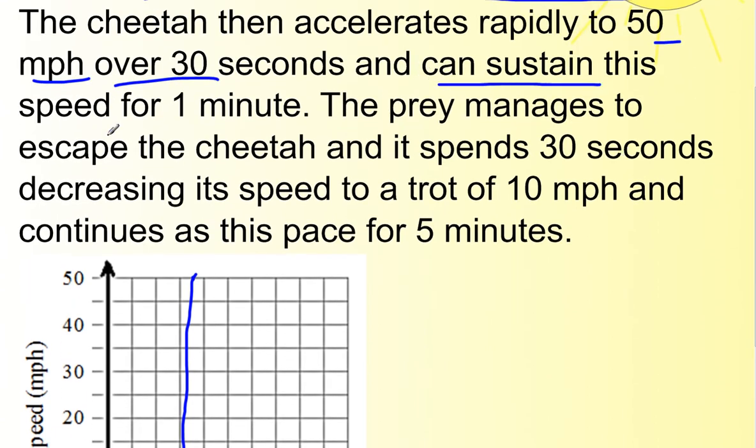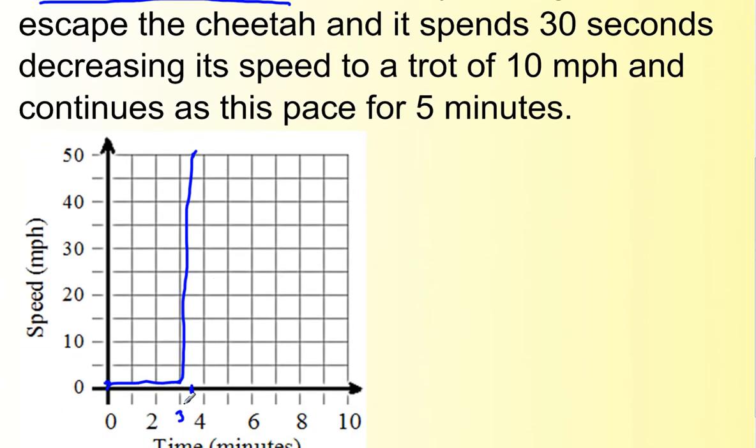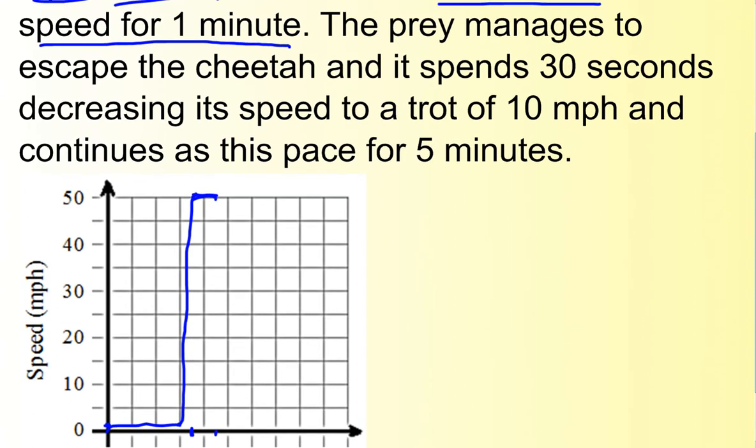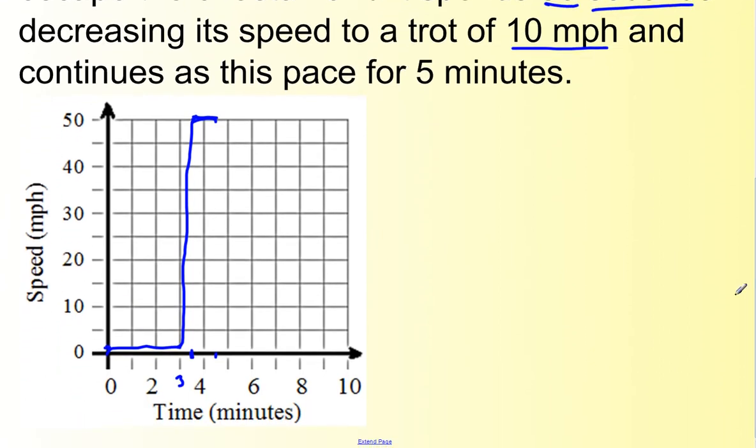And it can sustain this speed for 1 minute. So it's going to keep going for 1 minute at this speed. So what's 1 minute from there? Right here. So there he is at 50 miles per hour for 1 minute. It says the prey manages to escape the cheetah, and it spends 30 seconds decreasing its speed to a trot of 10 miles per hour. So it's like running, and this prey gets away, and now it's going to decrease down to 10 miles per hour, which is here. All right, so down, down. Oh, I can do better than that.